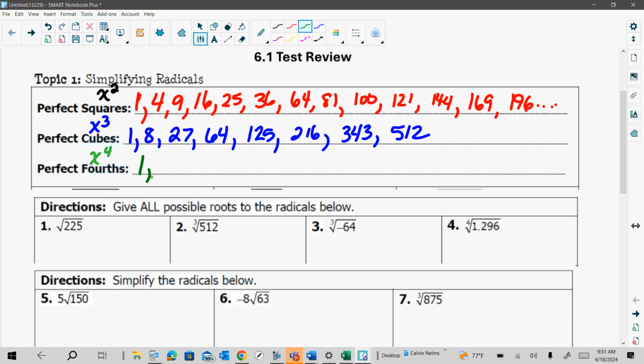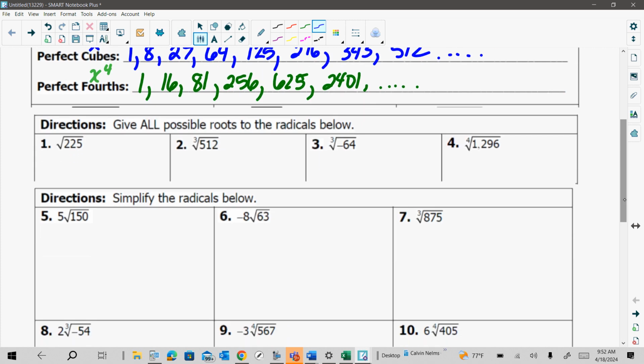All right, so 1 is always a perfect square, cube, fifth, doesn't matter. It's your multiplicative identity. 81, 256, 625, 2401. All right, and I'm just going to do dot, dot, dot. Okay, so the first one is just all possible roots to the radical below. We're just putting this in the calculator and getting the answer.